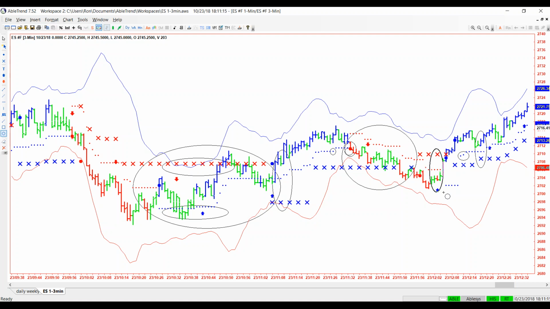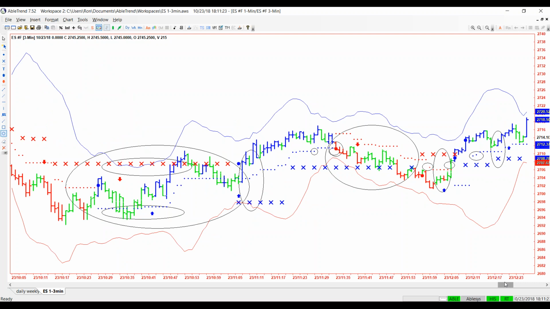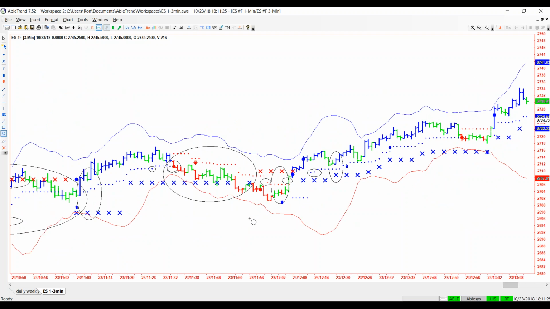This is a triple confirmation sell signal right here. We're going to lose, I call it 2 points on that trade because we're stopped out there. The previous higher red dot when we're short, just like the previous lower blue dot, is where our stop loss goes when we're long. Okay, we got a nice sweet spot here.